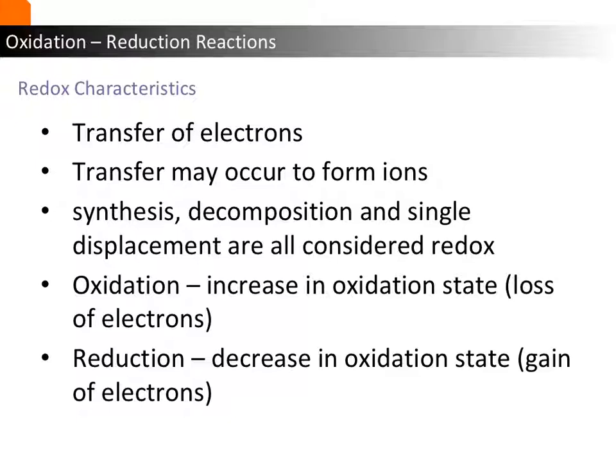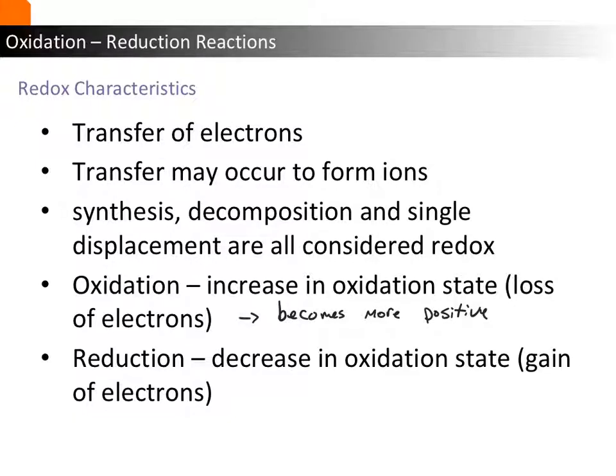Now, what does redox really mean? The word redox is really made up of 2 words, reduction and oxidation. Oxidation is when an element or ion increases its oxidation state or loses electrons, whereas reduction is a situation where an element or ion decreases its oxidation state or gains electrons. Another way of thinking about oxidation is that the ion or element becomes more positive.